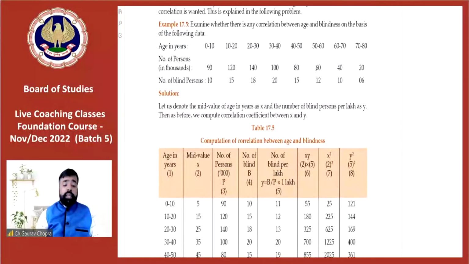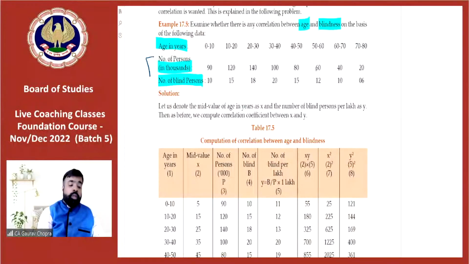17.5 says examine whether there is any correlation between age and blindness. So we have to compare age and blindness. Age is given here, along with the number of persons in 1,000 and the number of blind persons. So from this, we first have to calculate the blind persons, either in terms of percentage, or per lakh, or per 1,000. In this way, we have to calculate first.